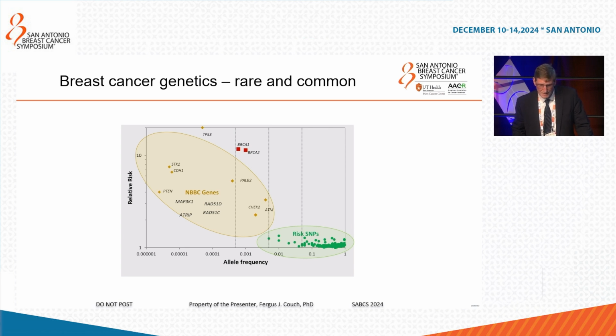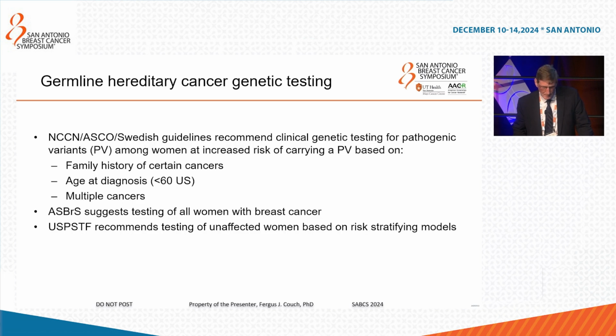But then we have some more rare genes, such as RAD51C and D, MAP3K1, ATRIP. These were shown last year in a paper in Nature Genetics to be associated with risk, and then syndromic genes as well. In addition to that, we have SNPs, bottom right-hand corner, all these common allelic variants. We will not really be talking about that today, although I think Dr. Antoniou might cover some of that. Now that we know many of the genes that drive risk, how do we use it clinically?